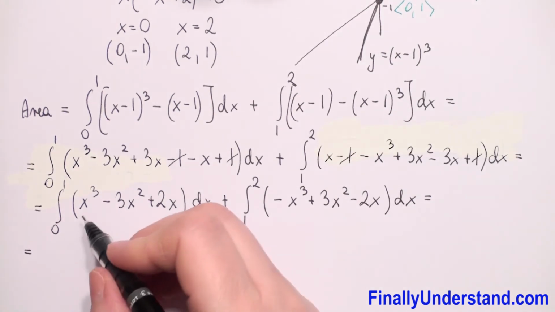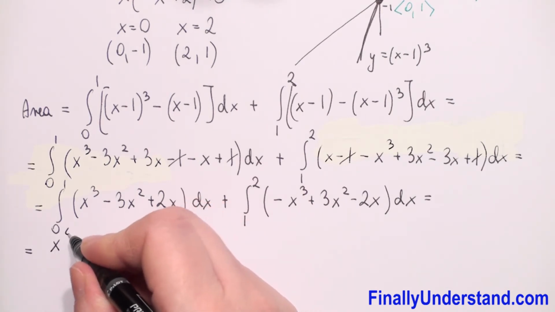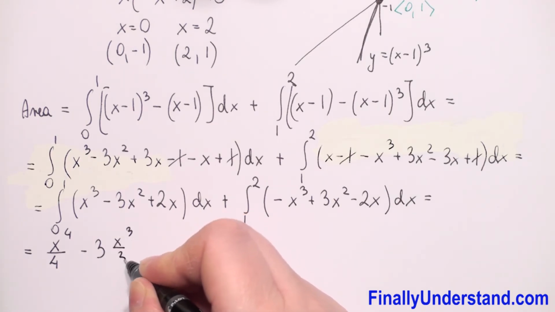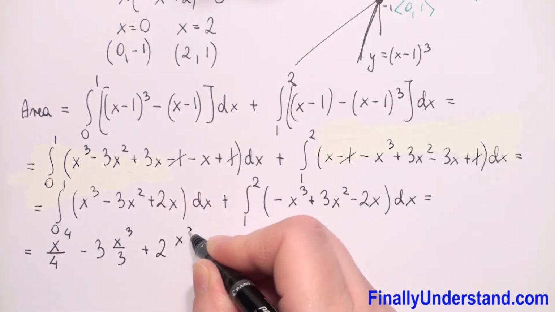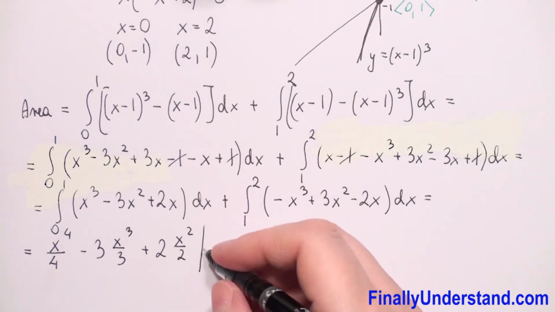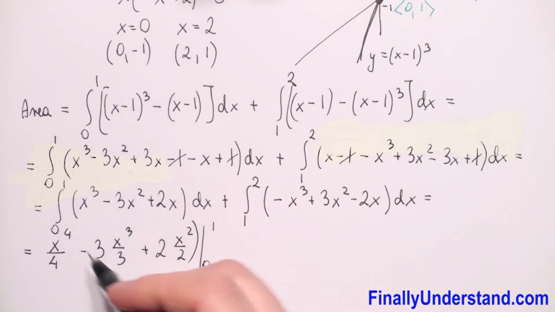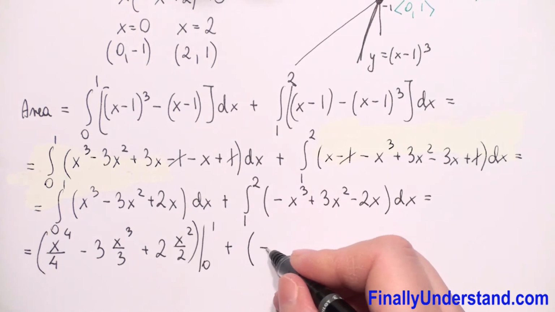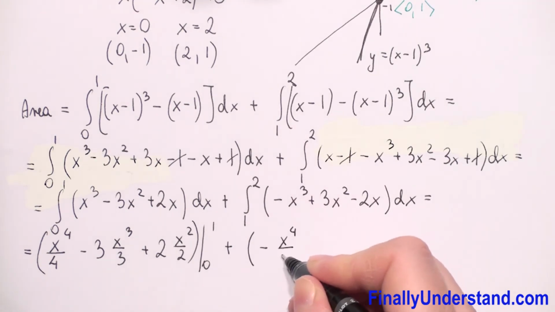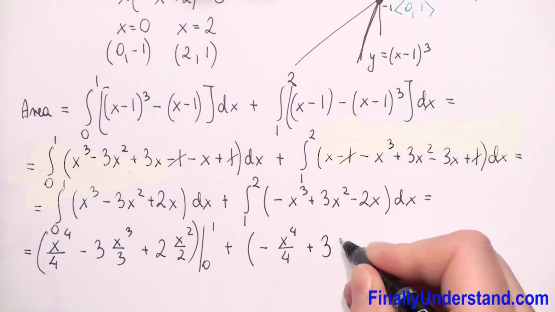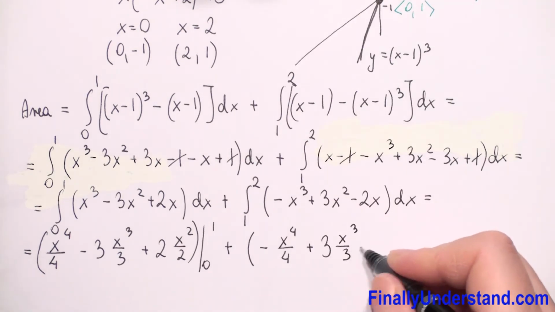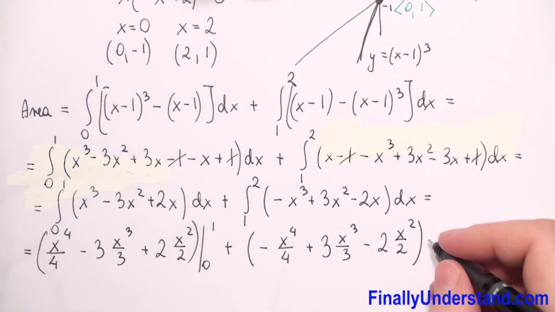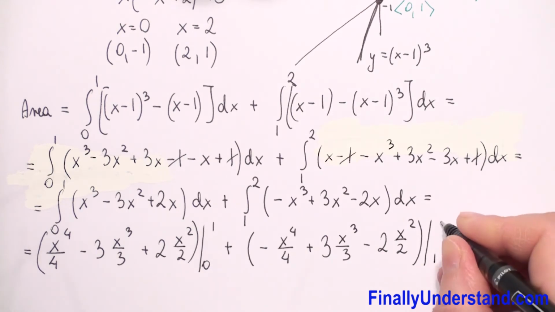So this is equal. The integral of x cubed is x to the fourth power over 4, minus 3x squared will be x to the third power over 3, plus 2x squared over 2. Integration limits from 0 to 1, and we have plus. Now we have negative x to the fourth power over 4 plus 3x cubed over 3 minus 2x squared over 2, and integration limits from 1 to 2.